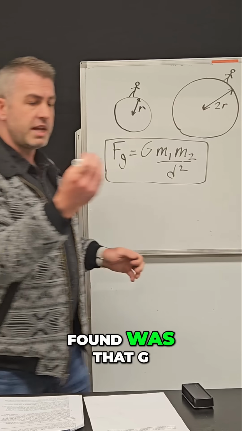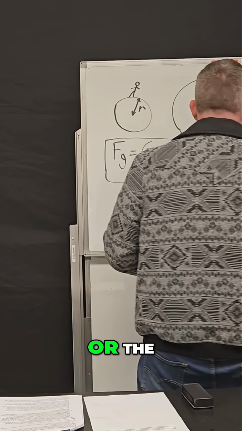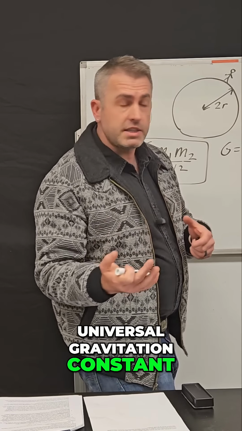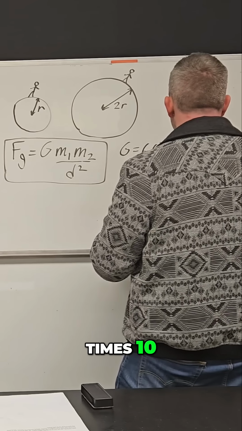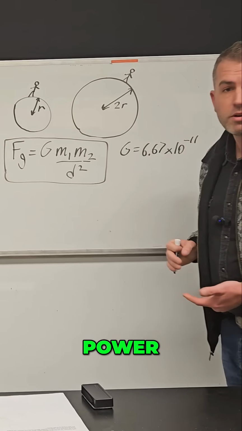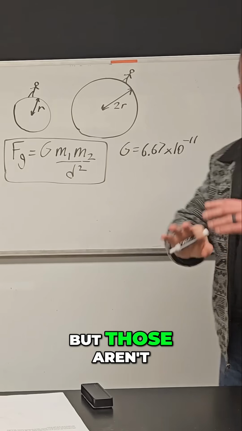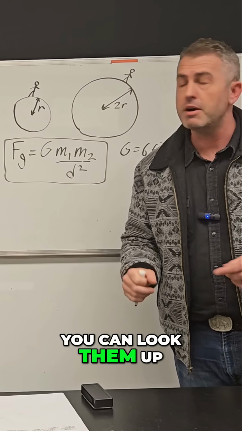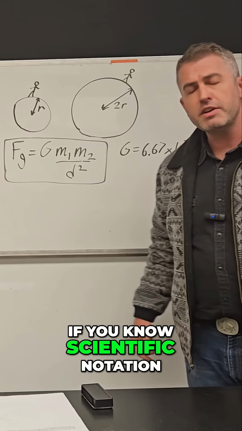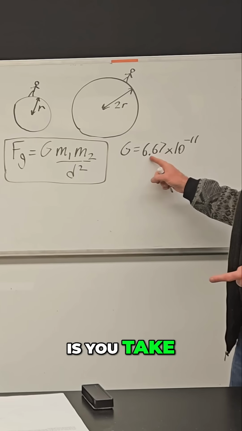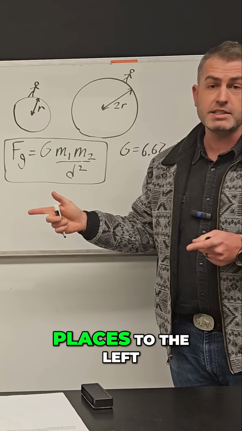And what he found was that G, or the universal gravitation constant, is equal to 6.67 times 10 to the negative 11th power. And it does have some units, but those aren't important for this lesson. You can look them up. So to the negative 11th power, if you know scientific notation, what that means is you take this decimal and you move it 11 places to the left.